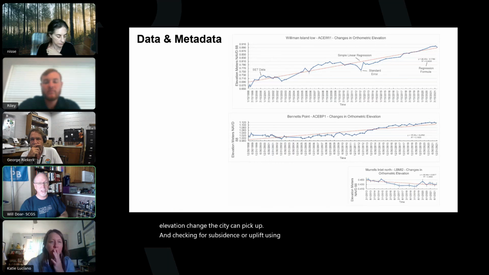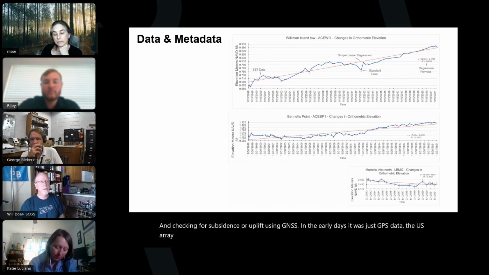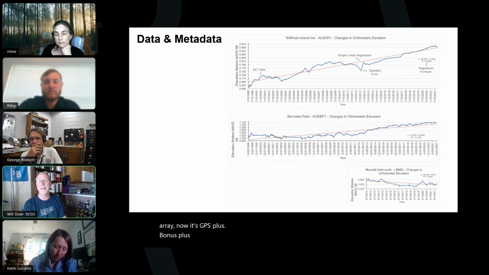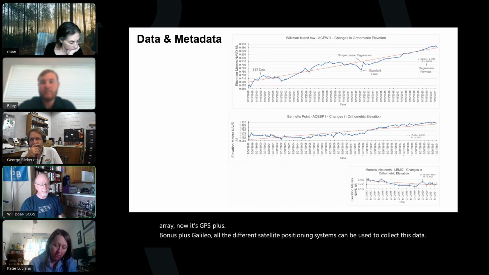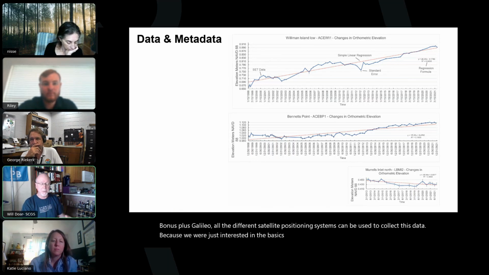In the early days, it was just GPS data, the US array. Now it's GPS plus GLONASS plus Galileo. All the different satellite positioning systems can be used to collect this data. Because we were just interested in the basics: first, is the land moving, subsidence or uplift? And then how are the marshes responding to that?